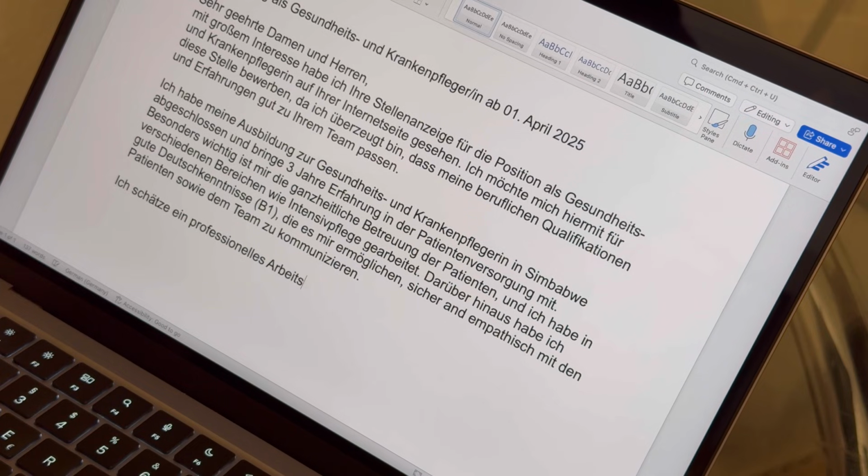And also you can show your language skills here. Like I wrote my German language, I've got the B1 level. If you have it, you've got the A2. This is where you highlight that information.